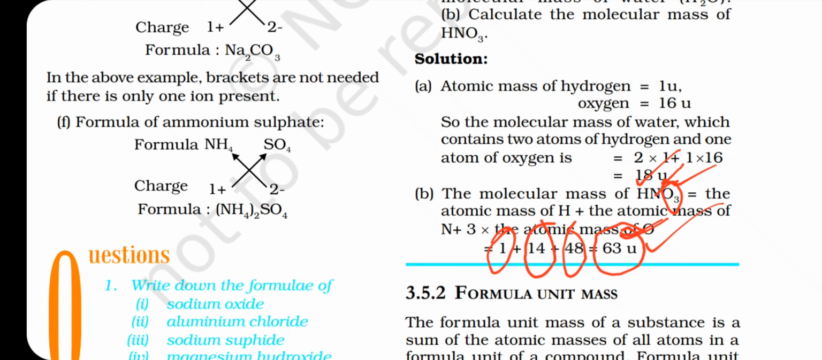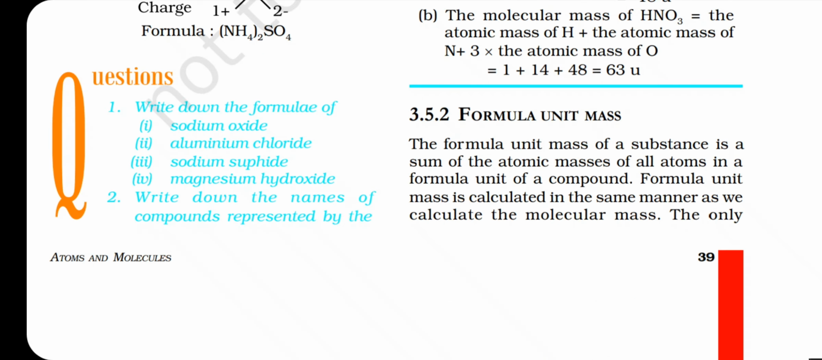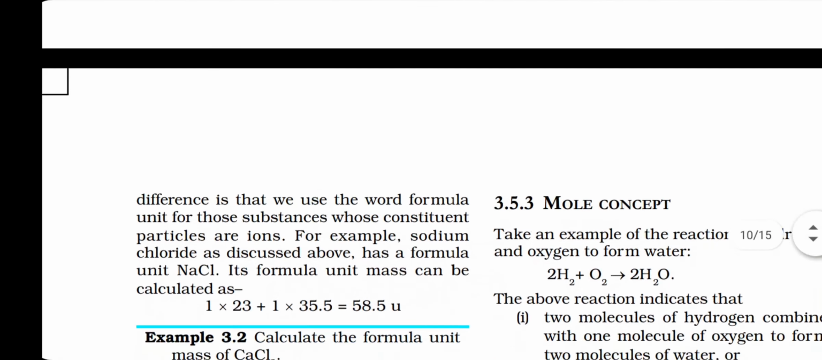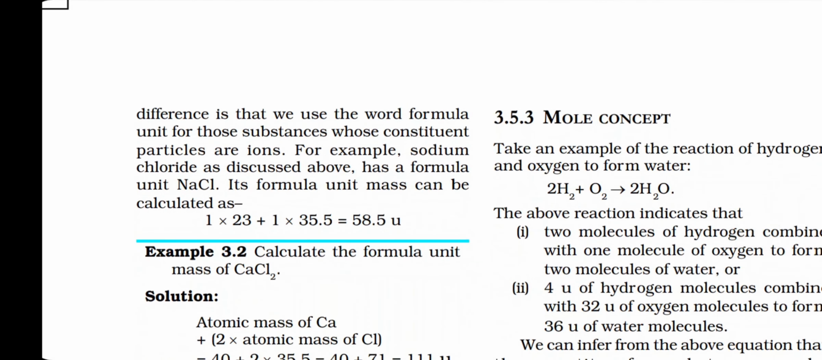Now formula unit mass. The formula unit mass of a substance is the sum of the atomic mass of the atoms in the formula unit of the compound. The formula unit mass is calculated in the same manner as the molecular mass. It is the same thing; the only difference is the use of the word formula.